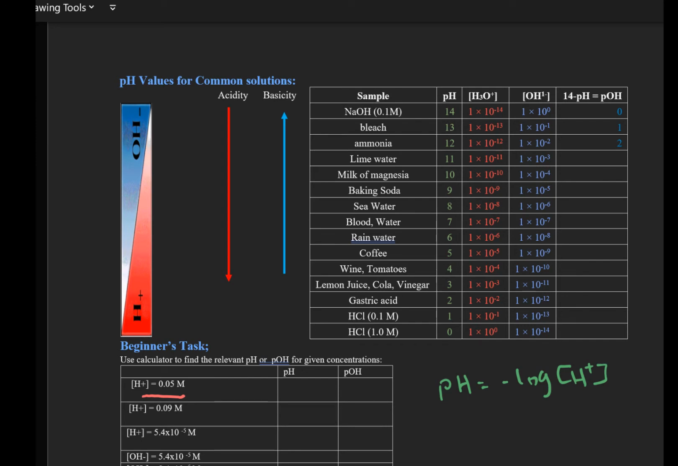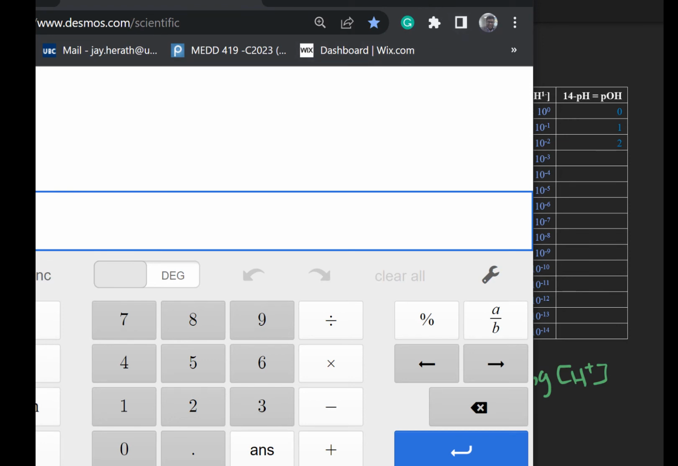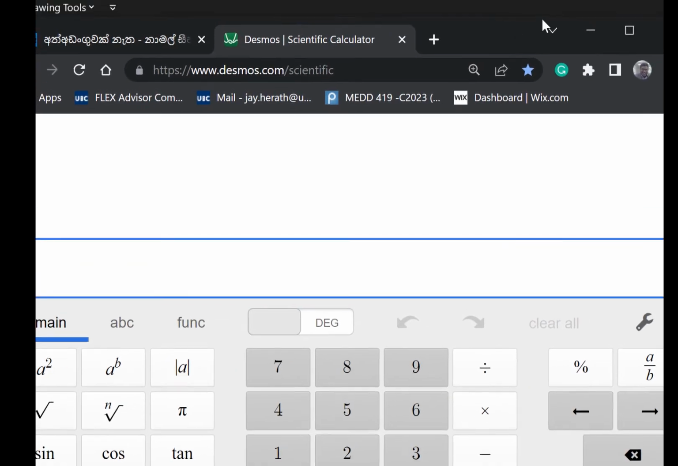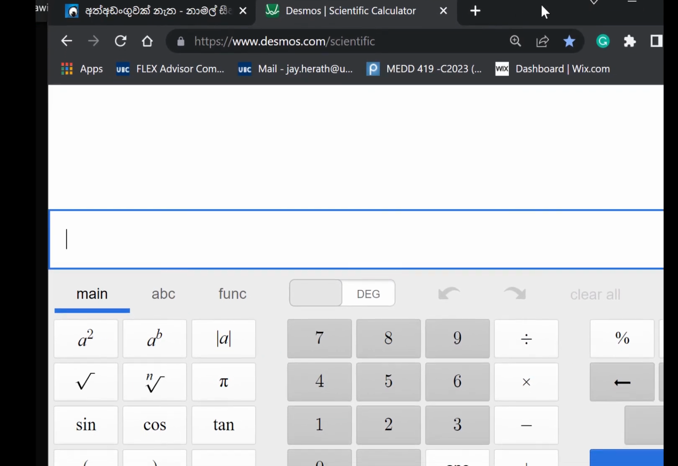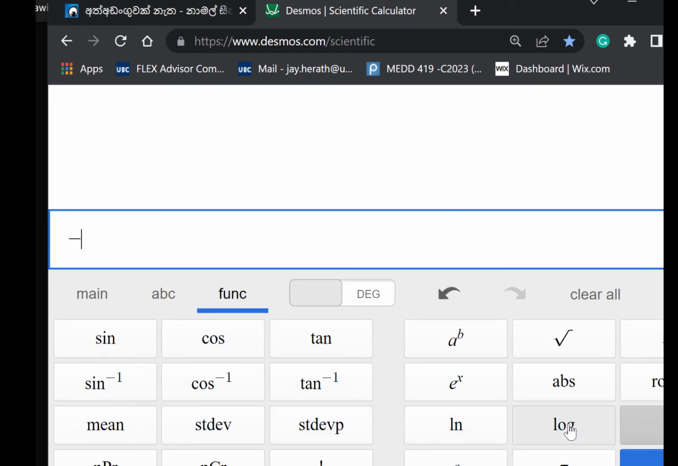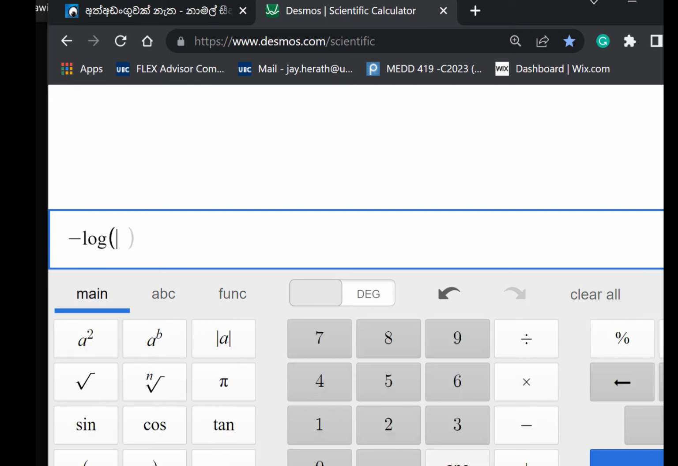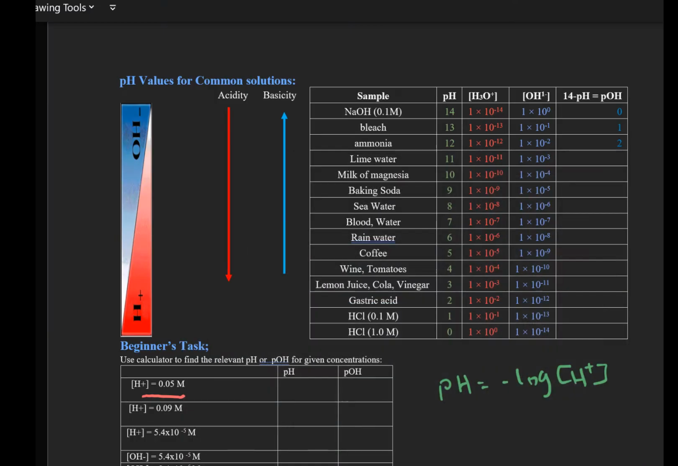Let's look at how to find pH when you are given the proton concentration. In this case, the hydronium or proton concentration is given, and we're going to use the formula pH is negative log proton concentration. So negative log, go to the function and find log, negative log, within brackets, the proton or hydronium concentration, in this case 0.05, that gives me 1.30 pH. So let's write that one here, 1.30.